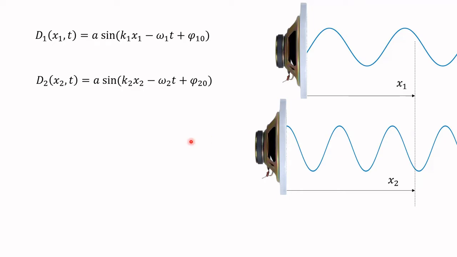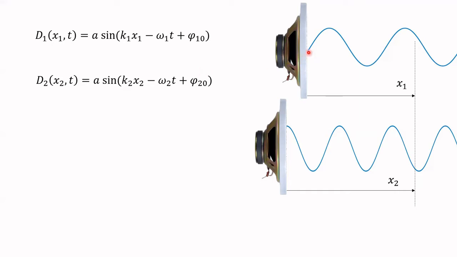And to keep the math simple, we'll start by assuming that the speakers produce waves of equal amplitude, and you'll notice that now the wave number k has a subscript to distinguish the two speakers, because if the wavelength is different, then so too is the wave number. Wave number is basically the reciprocal of wavelength. And as I just mentioned, the frequencies in time are also different. They even have a different phase constant.